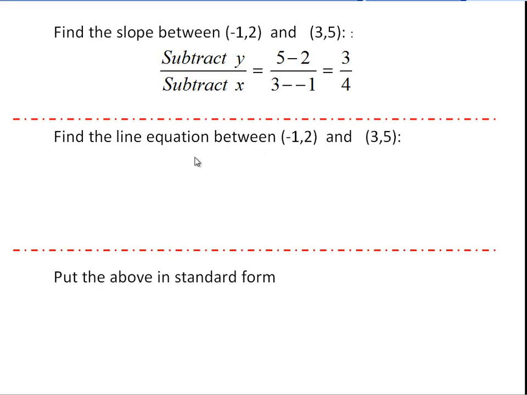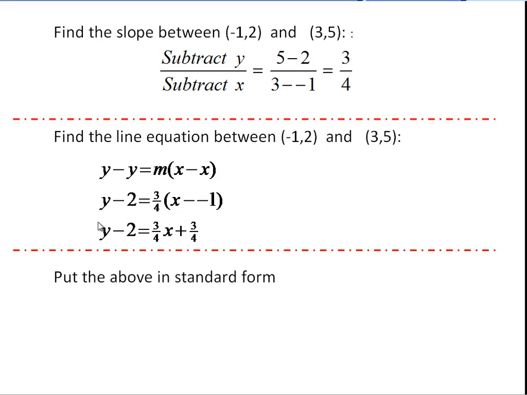Now I use the point slope formula, which is y minus y1 is equal to m, your slope, times x minus x1. And I just pick either the negative 1, 2, or the 3, 5. Okay, I picked 2 for my y value, and then negative 1 for my x value. And my slope, we figured it out up here, 3/4. Then we distribute. So it's y minus 2 is 3/4 x plus 3/4.